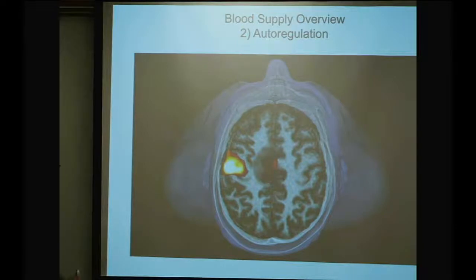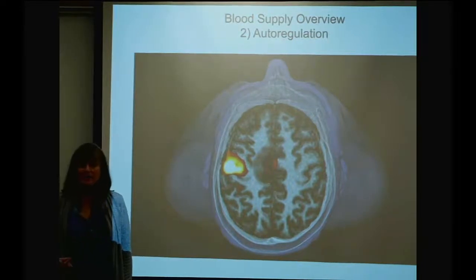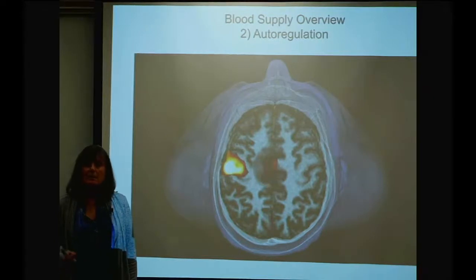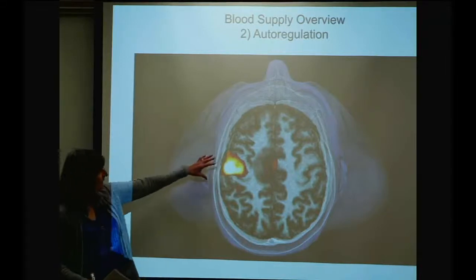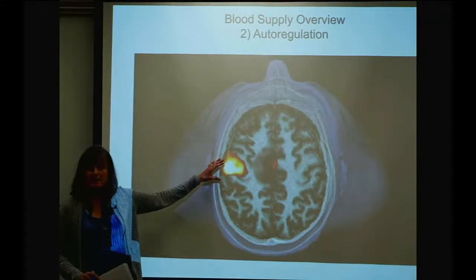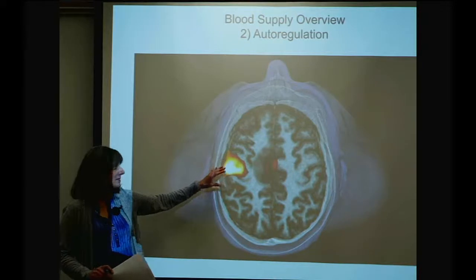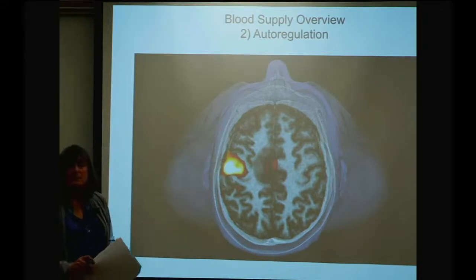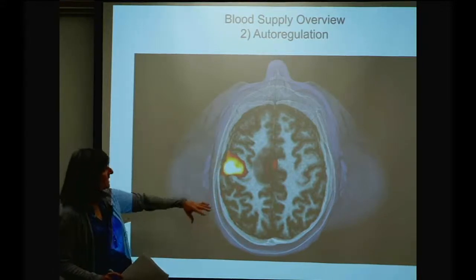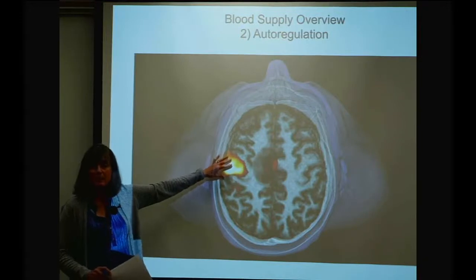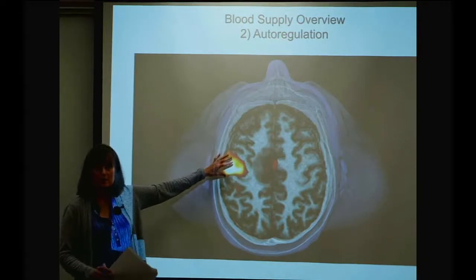Another main overview concept that we need to be aware of is that of autoregulation. In general, the overall blood flow to the brain stays constant. However, if we have an area of increased neuronal activity, the decreased oxygen in the area and the increased CO2 trigger the cerebrovascular system to dilate vessels and bring increased blood flow to that area that has increased neuronal activity.